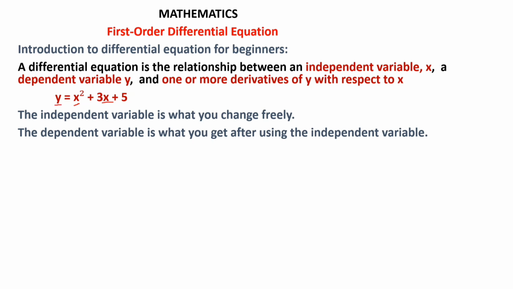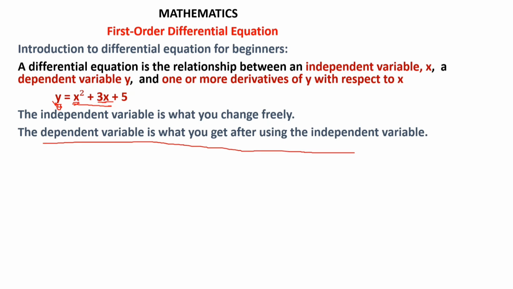Now, what are this independent and dependent variable? Let's assume I take my x to be 0. What will be the value of y? y will be the outcome. The x here will become 0, and here will become 0 times 3, which is 0. y here will be left with 5. So the value of my y will be 5, right?